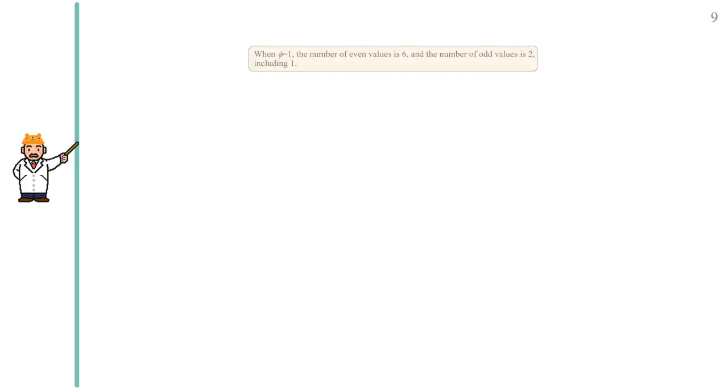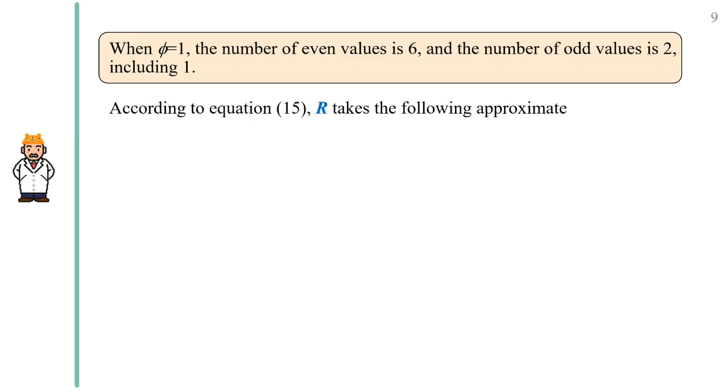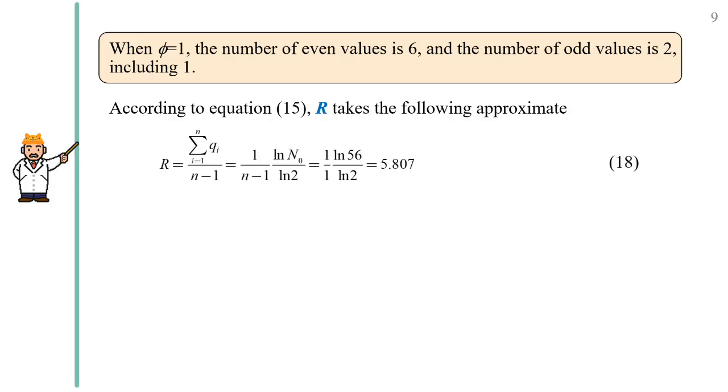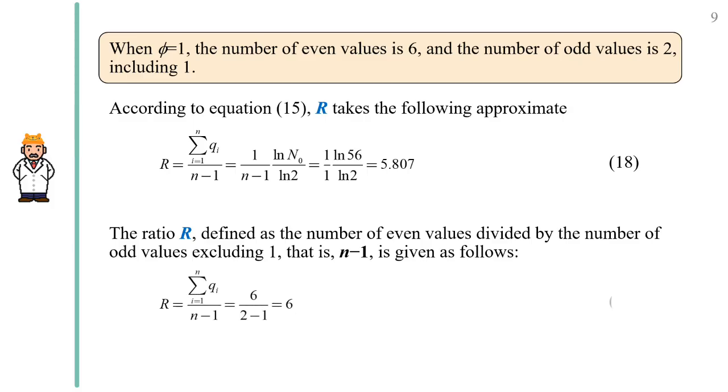Next, when phi equals 1, the number of even values is 6 and the number of odd values is 2, including 1. According to equation 15, R takes the following approximate value. The ratio R, defined as the number of even values divided by the number of odd values excluding 1, that is n minus 1, becomes as follows. These values also agree well.